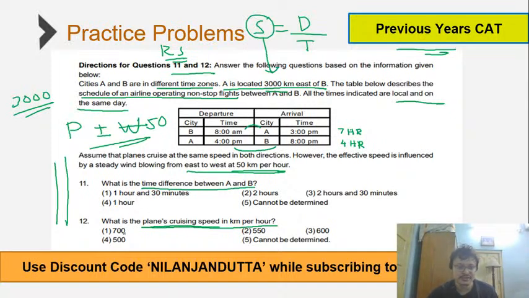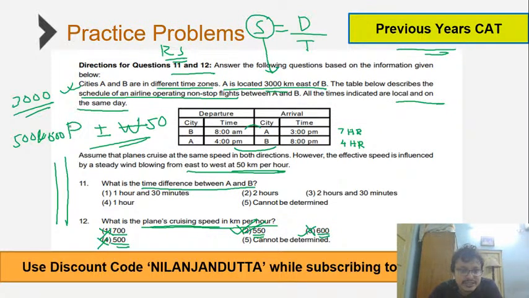So now if I look at the options, if the first option is 700, if I take P as 700, 650 is not a factor of 3000, so option 1 gets eliminated. If I look at option 2, 550, both 500 and 600 are factors of 3000, so option 2 is possible. Option 3 is 600, 550 is not a factor of 3000, so this is incorrect. If I look at option 4, 500, again 450 and 550 are not factors of 3000, so the only possible answer is option 2, 550 kilometers per hour.